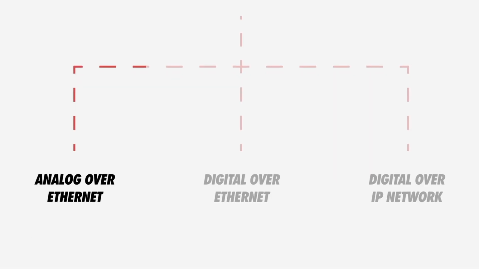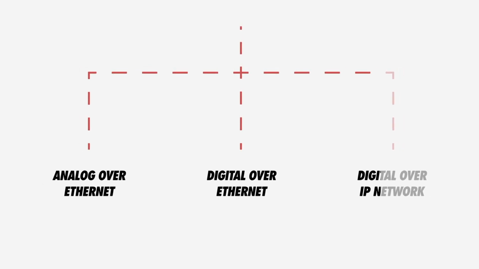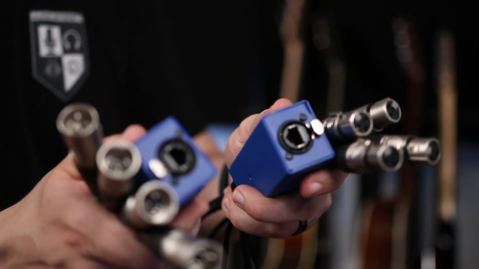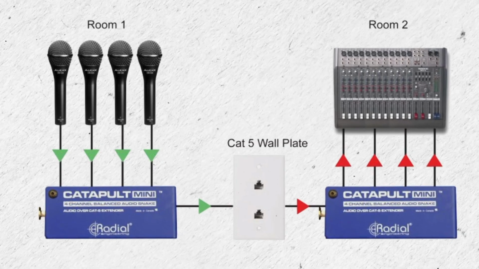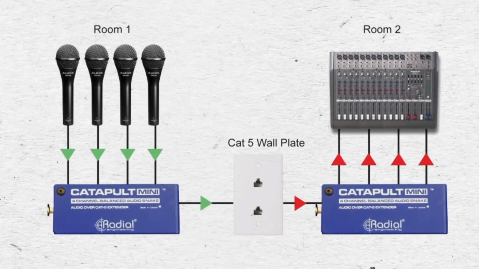The first thing to be aware of is that there's a difference between analog audio over an Ethernet cable, digital audio over an Ethernet cable, and digital audio over an IP network. You can send 4 channels of analog audio over an Ethernet cable if you use each of the 4 pairs of wires. It's basically a very affordable 4-channel analog audio snake.